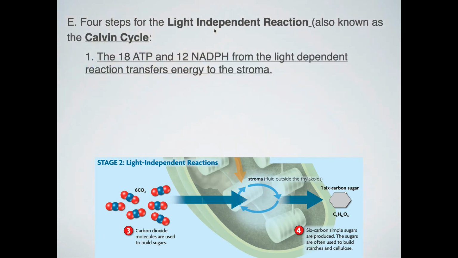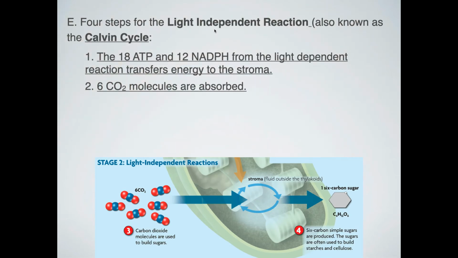So the first thing you need to know is that the 18 ATP and the 12 NADPH that we originally created from the first part are going to get transferred to the stroma. So we're talking about the fluid now. We're not talking about the thylakoid. The thylakoid was where the first part was happening because it has to absorb sunlight. We don't need sunlight for the Calvin cycle. So all that energy that was manufactured is going to go into that jelly-like fluid.